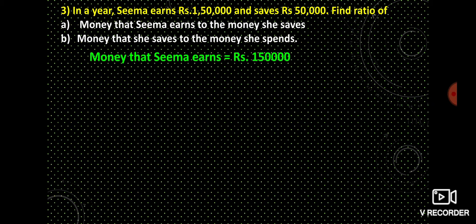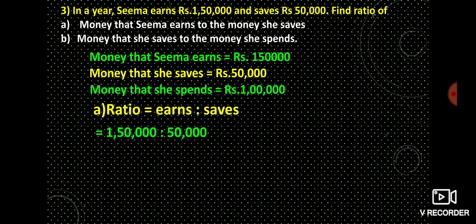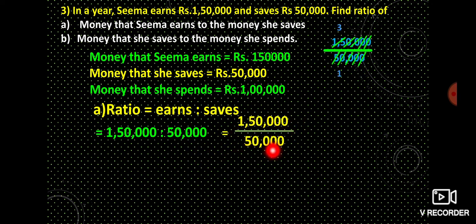So first we do all these solutions. Money that Seema earns, Seema saves, and she spends. Three numbers are there. Then do first question A. Ratio equals earns to saves. Earns is to saves. Earns is 1,50,000 is to savings 50,000. First we write the fraction form, then divide. For dividing this very easily, you don't be confused. Here in the numerator 40, denominator also 40.